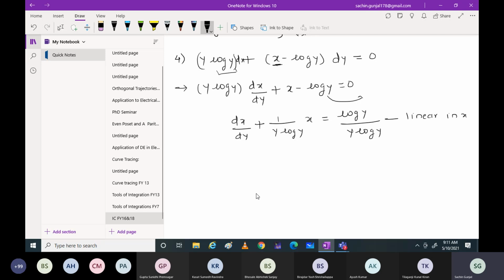Let me give you the solution. Okay, so the answer is, check it with yours, x into log y equal to log y square upon 2 plus c. Got it? Anybody? Yes, sir. Okay. All right.